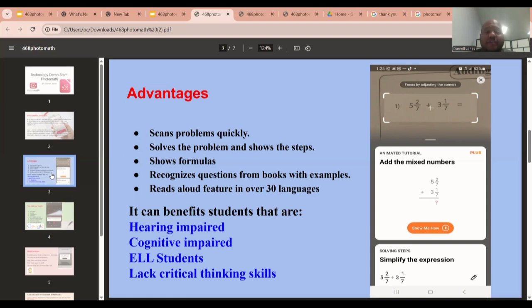These are some of the advantages. It can scan problems quickly. It can solve the problems and show the steps. It shows formulas. It can recognize questions from books with examples. It can read aloud, and it features over 30 different languages you can choose from. It also benefits students that are hearing impaired, cognitive impaired, English language learner students, and students that may lack critical thinking skills. And that's a visual of what it looks like right there.